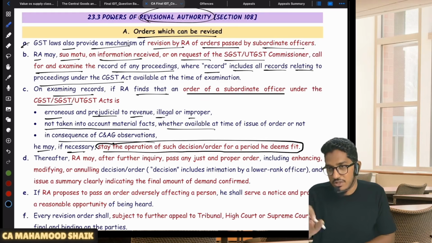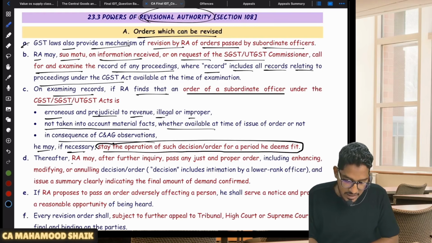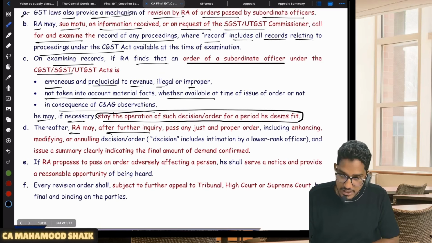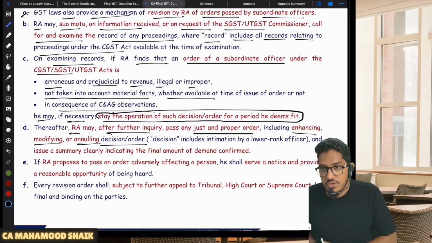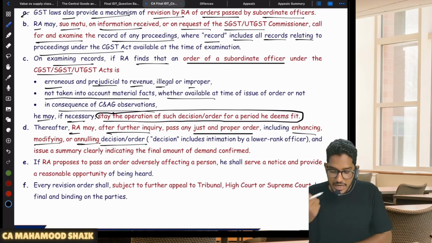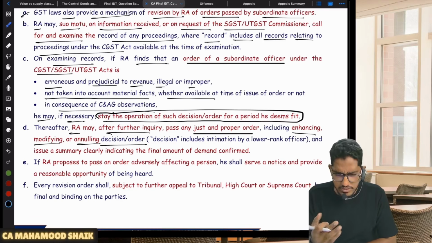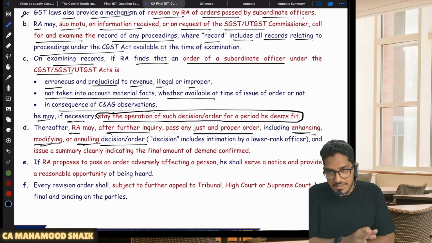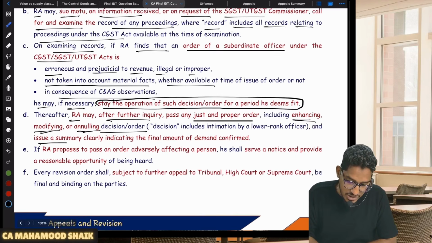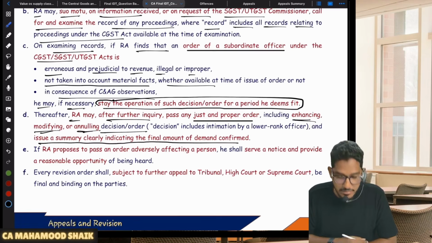First, what he can do is stay the order, stop the proceeding. Thereafter, the RA may, after further inquiry, pass any just and proper order, including enhancing, modifying or annulling the decision. So the revisional authority will do the review, and after completion of the revision, they will give a revisional order. In that order, they can enhance, modify, or even annul, keeping that order aside, and issue a summary clearly indicating the final amount of demand confirmed.